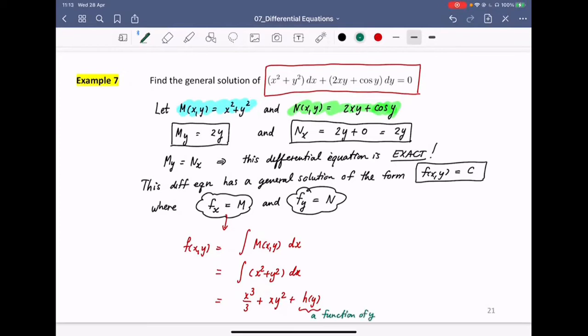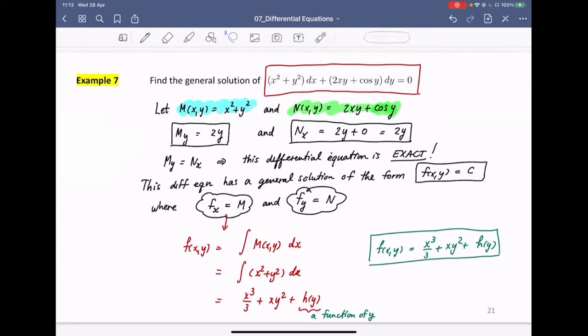All right, that is my function f. So I have x cubed over 3 plus x y squared plus just some function of y. I don't know yet what that is. Well, from that, I also know that if you differentiate with respect to y, you get N. So I'm going to just use the function that I have here.